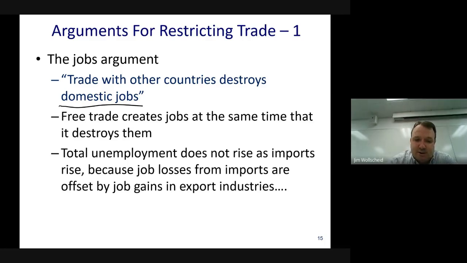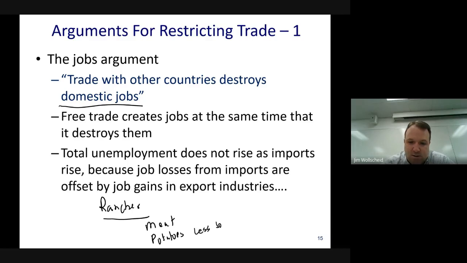So if we were looking back, we'll just say we're the rancher because we're the United States. We're richer than most countries. So if we went back and we looked at the rancher with meat and potatoes. So what happens when the rancher engages in trade? Well, when the rancher engages in trade, or the United States engages in trade, we're going to produce more meat and less potatoes. So that means there's less jobs available here, but more jobs here.